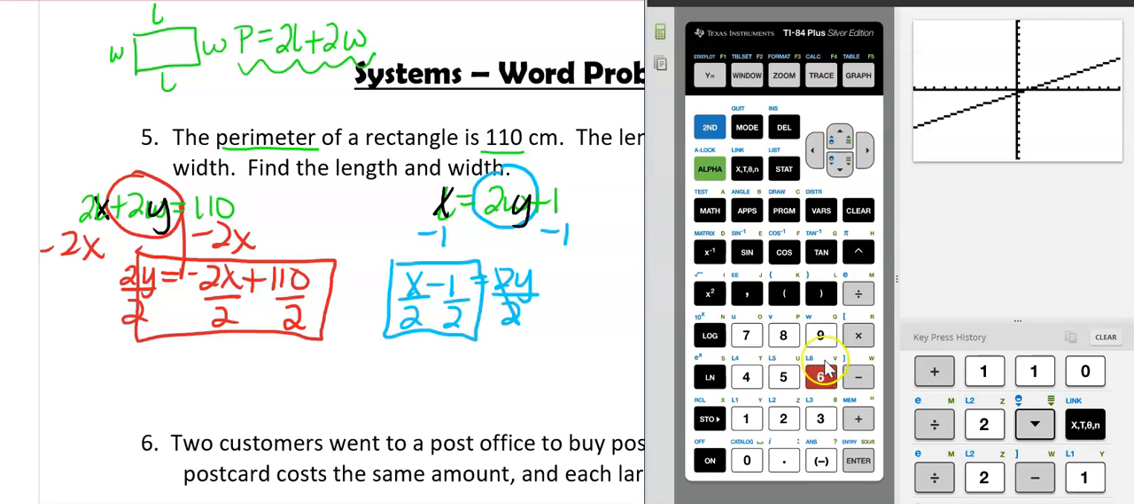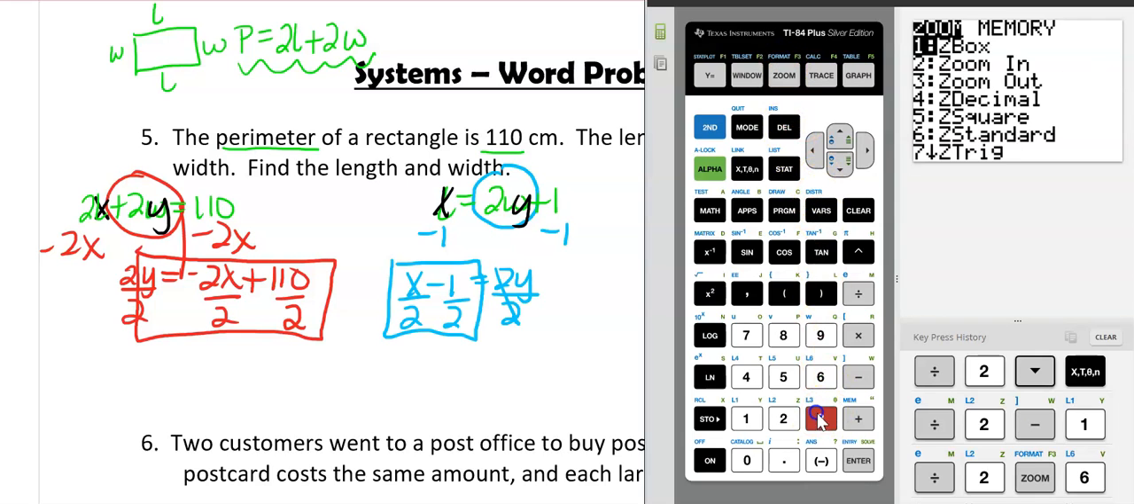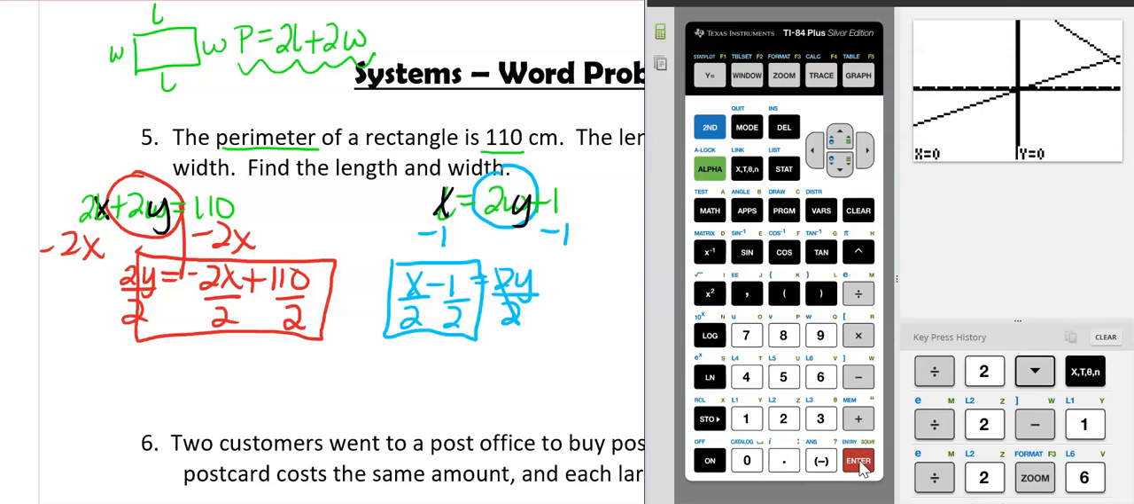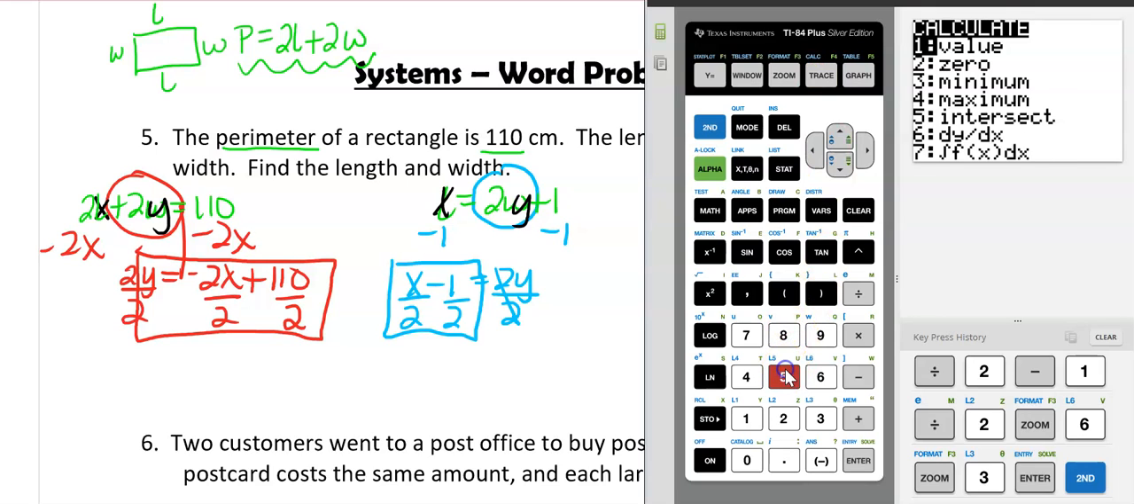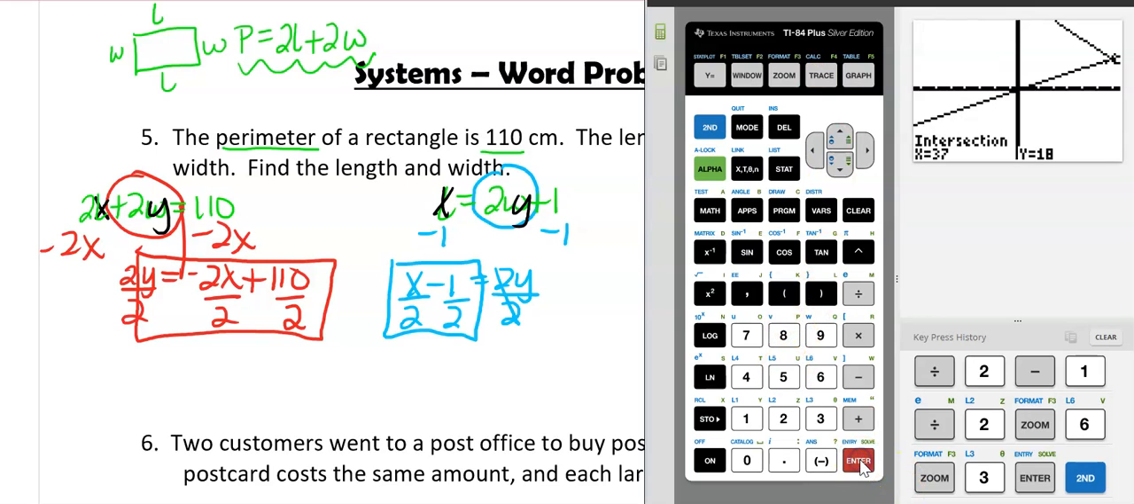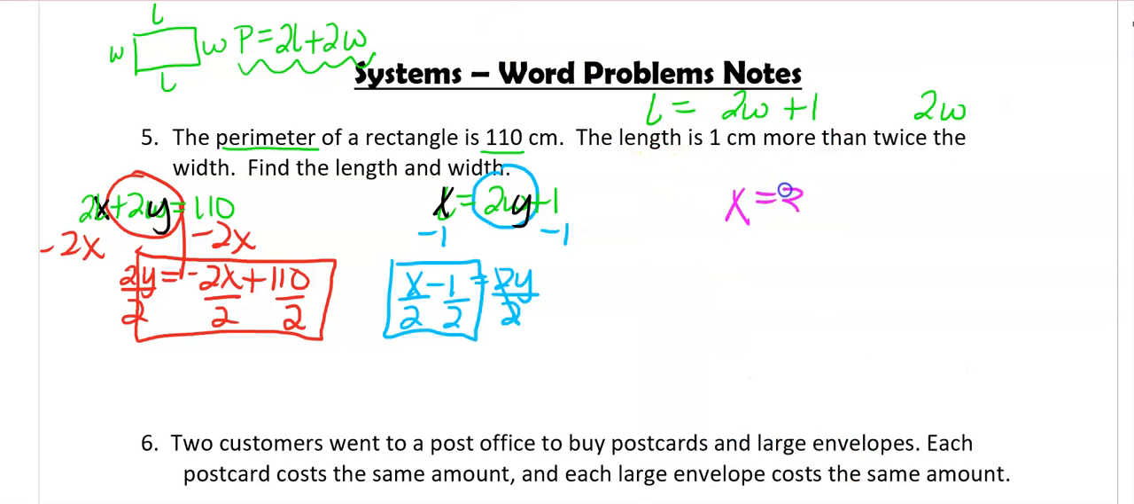I don't see where they intersect on there, so I'm going to zoom 3 to zoom out and hit enter. Remember, you have to hit enter. Now I see where they intersect. So I'm going to hit second, trace, 5, enter, enter, enter, and it's 37 and 18. So I'm going to come down here and I'm going to write that down. X equals 37 and y equals 18. 37 for x. X is my length. So 37 is the length and 18 is the width.